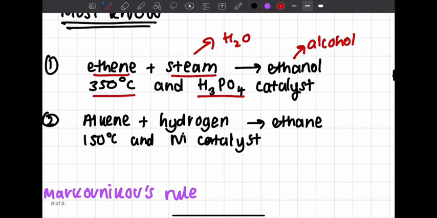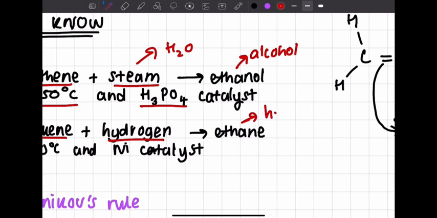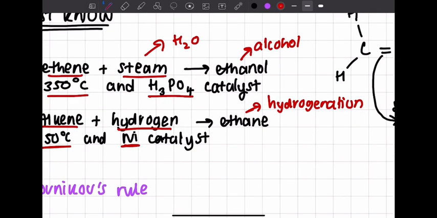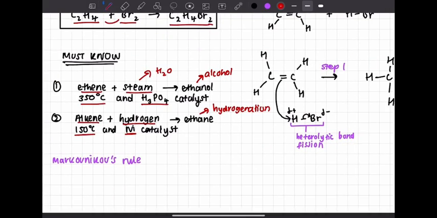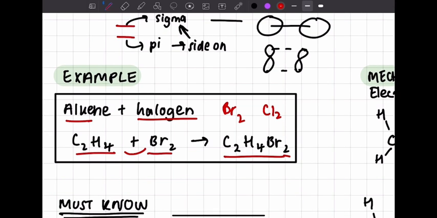The other reaction you need to know is when an alkene reacts with hydrogen, which is called hydrogenation. And this occurs at 150 degrees with a nickel catalyst. So these are just reactions that you need to know, and there's really nothing much more to it. But if we go back to electrophilic addition, really this is just a simple reaction and it looks like it only has one step, but that's not the case.